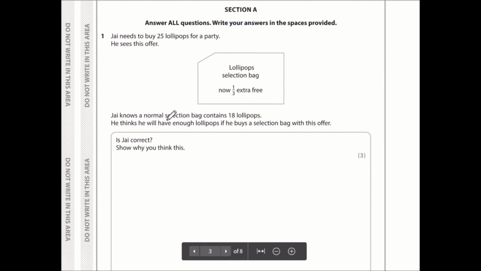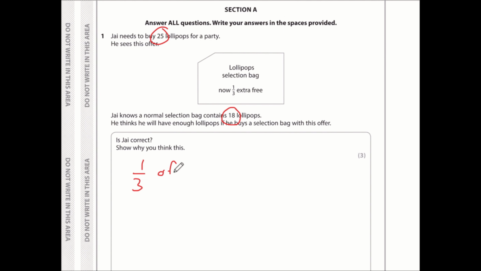So Jai needs to buy 25 lollipops, that's a key number. A normal selection bag contains 18 but is 1/3 extra free. So what is 1/3 of 18? Well, 1/3 of 18 is 18 divided by 3, which is 6. So there is an additional 6.